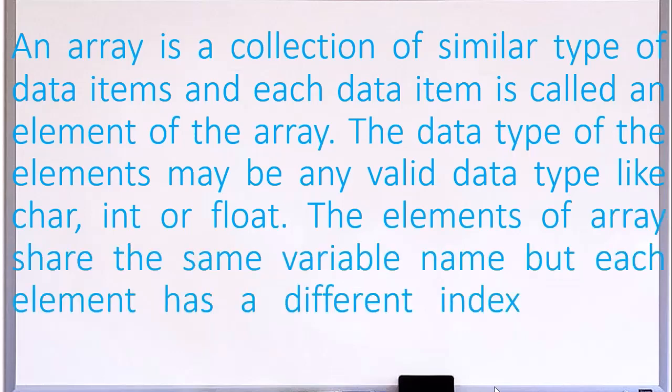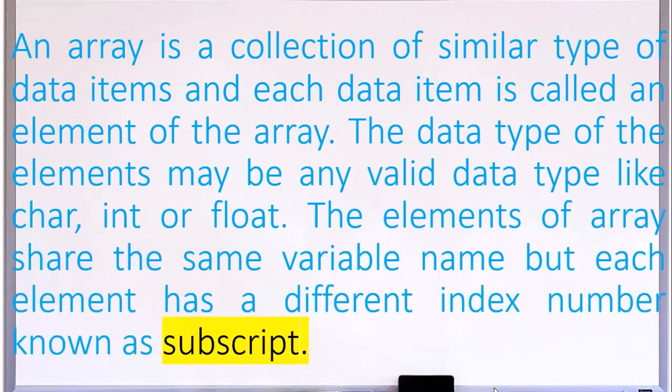Now we can define the array. By the above problem, we can define an array as a collection of similar type of data items, and each data item is called an element of an array. The data type of the element may be any valid type like char, int, or float. The elements of an array share the same variable name, but each element has a different index number, which is also known as subscript.